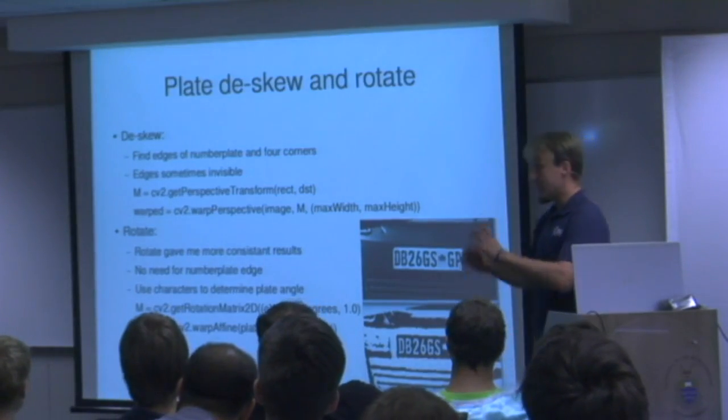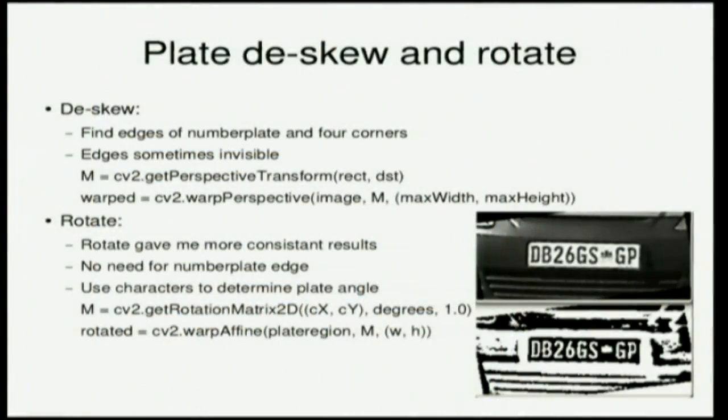After you've done that, you take the area, you feed it back in, you skew correct. There are two options: you can de-skew or rotate. The de-skew, I think, is actually a perspective transform. So you find the edges of the number plate, and if the plate is at an angle and the back is thinner or that kind of thing, it'll correct for it.